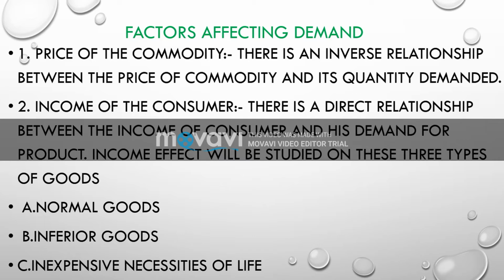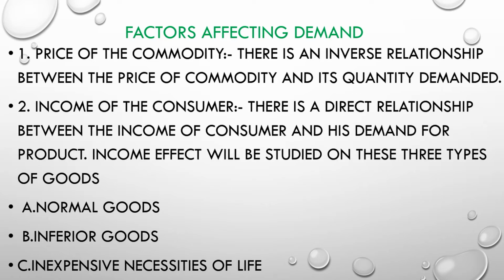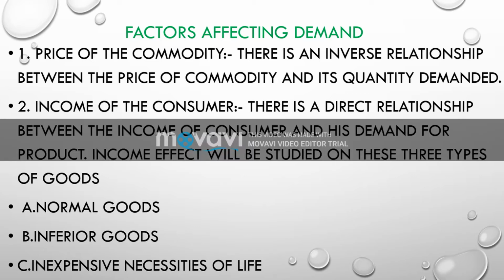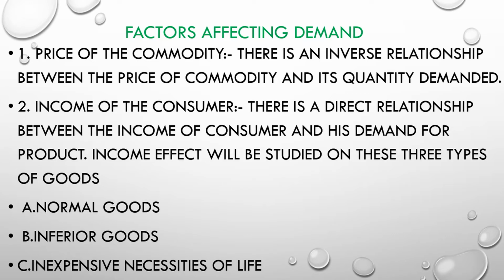In case of normal goods, the demand for these goods will increase with an increase in income of the consumer and decrease with a fall in the income of the consumer. All the articles of comfort will be included in this type of goods, as well as articles of luxury. For the sake of convenience, let us take an example. When the income of the consumer increases, he increases demand for clothes, refrigerators, television sets, cars, etc.